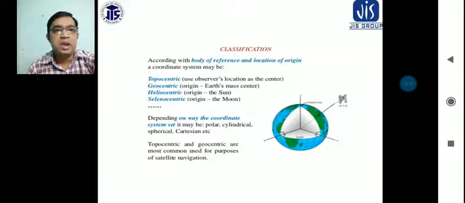And another thing is that it depends on the way the coordinate system is set. The coordinate system can be set in many ways, maybe polar coordinates, cylindrical, spherical, Cartesian, etc. Different types of coordinate systems will also be considered, such as the x, y axes and the polar coordinates. Depending on this, the topocentric and geocentric are the most commonly used for the purpose of satellite navigation.